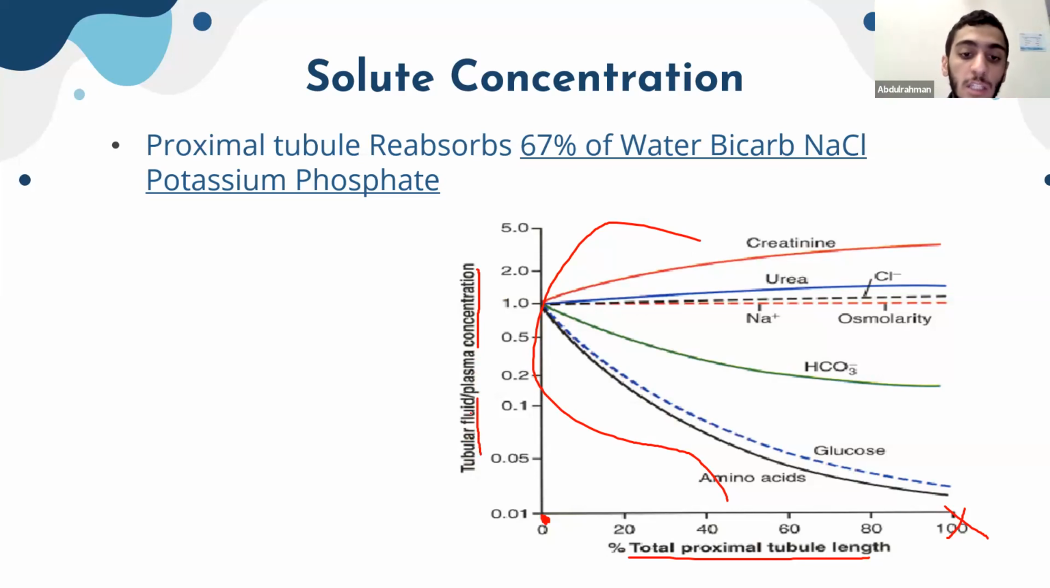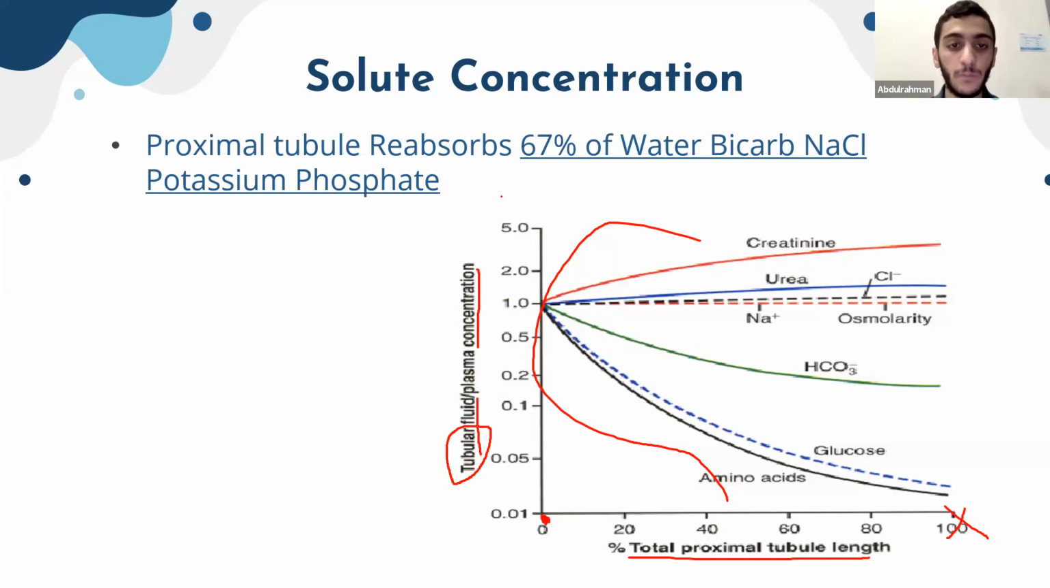When you get any type of fraction like this, or any ratio, just focus on the numerator, the first element. If we're talking about the tubular fluid concentration, then any increase means there's more in the tubular fluid, and a decrease means less in the tubular fluid.